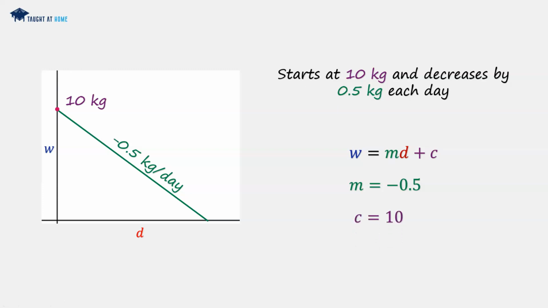And all we have to do is substitute these values into the equation. So m is minus 0.5 and c is 10. So the equation is W equals minus 0.5D plus 10.